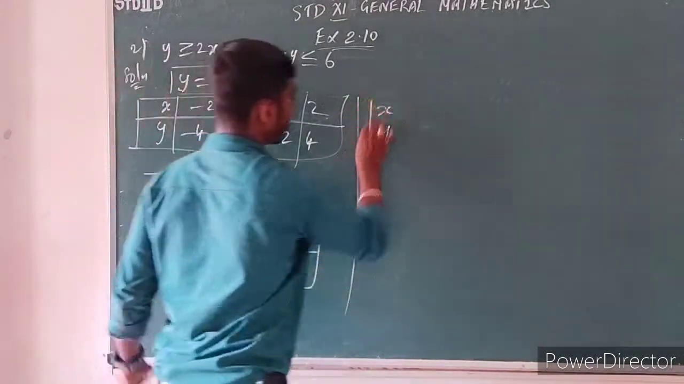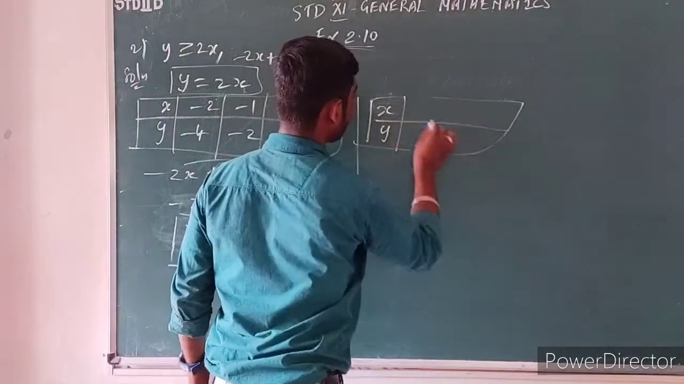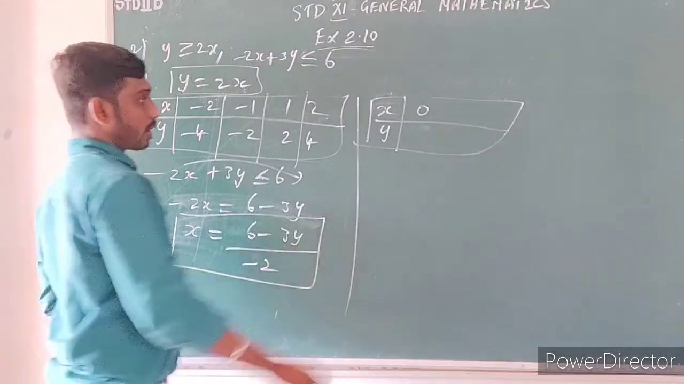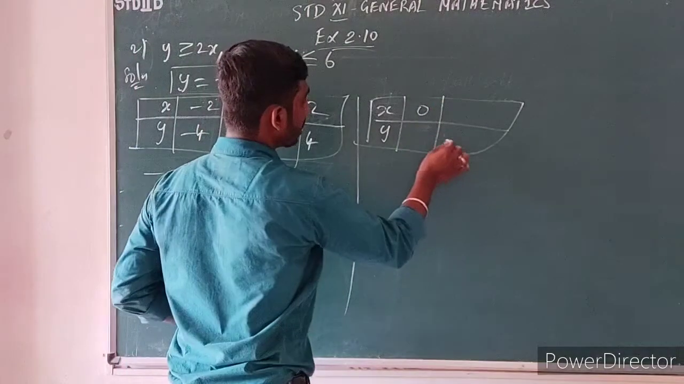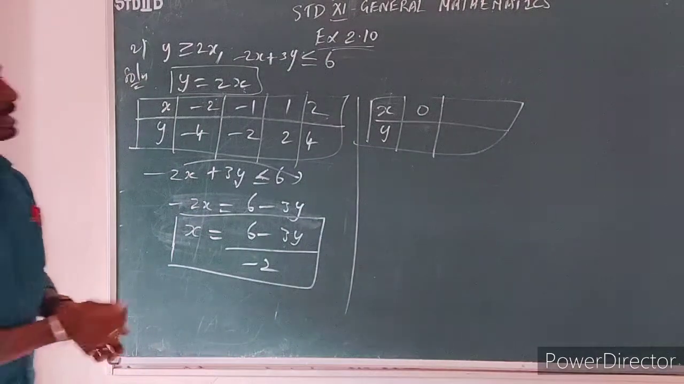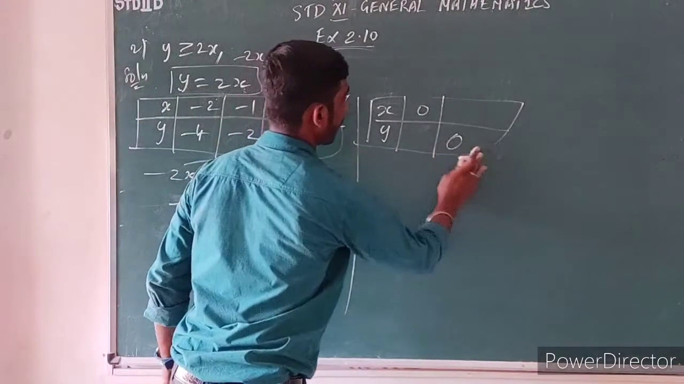So now I am going to substitute x is equal to 0 here. X is equal to 0 means the y term will be, sorry, y is equal to 0. So x is equal to 0 and y is equal to 0.